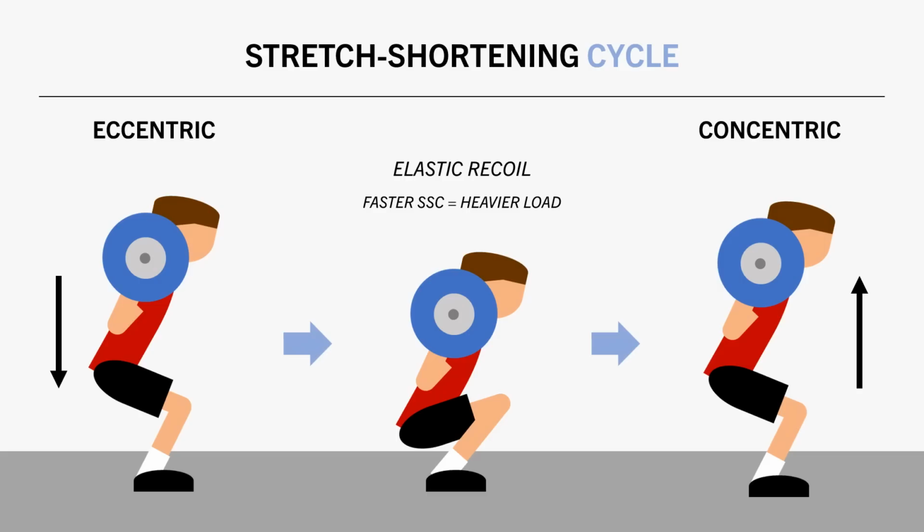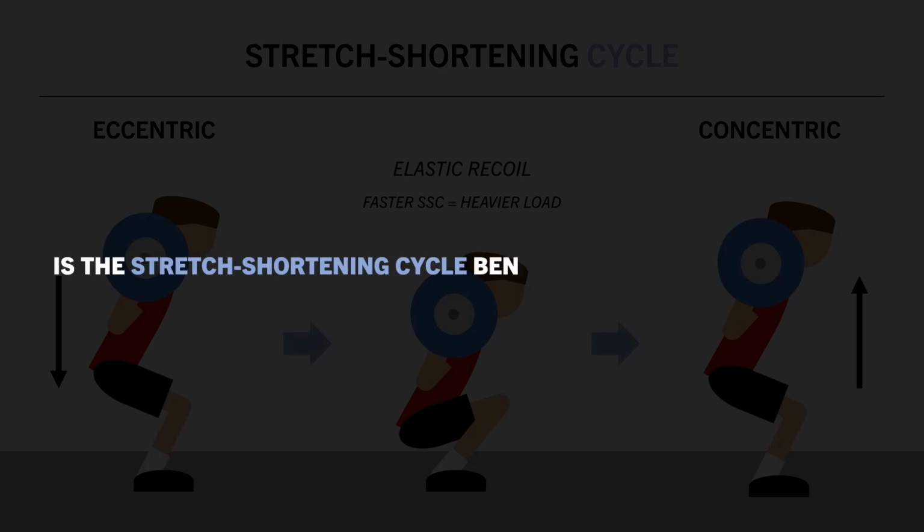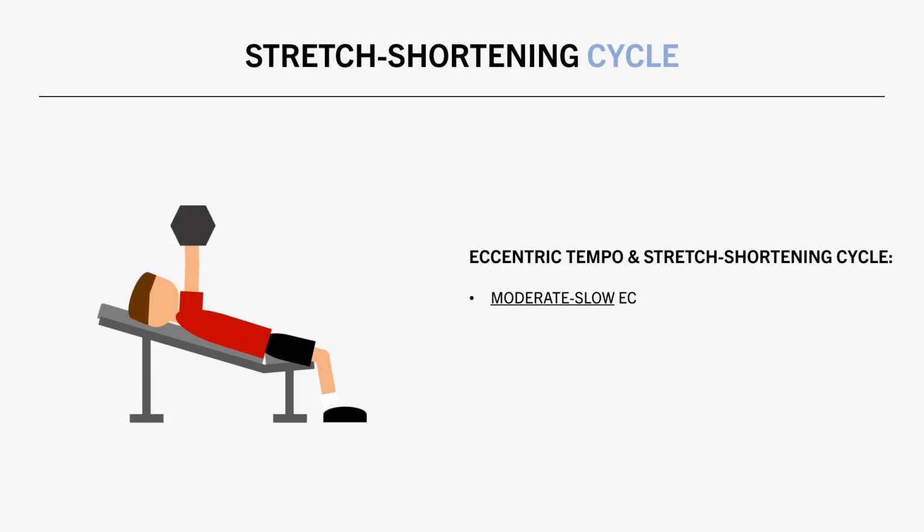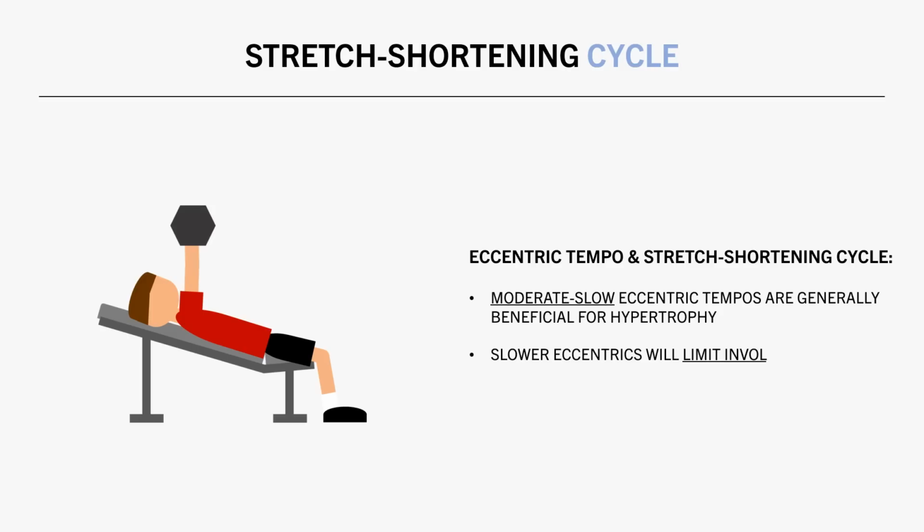However, is the stretch shortening cycle beneficial for muscle growth, or is it better to minimize its involvement? Well, this is something that hasn't been directly studied as far as I am aware, although we can use indirect principles to make an informed assumption. The first thing we can look at is what we just covered, eccentric tempo. As we mentioned, hypertrophy is generally superior when eccentric tempo is moderate to slow. Slower eccentrics will generally reduce the magnitude of the stretch shortening cycle, suggesting that it probably isn't beneficial to involve it for muscle growth.